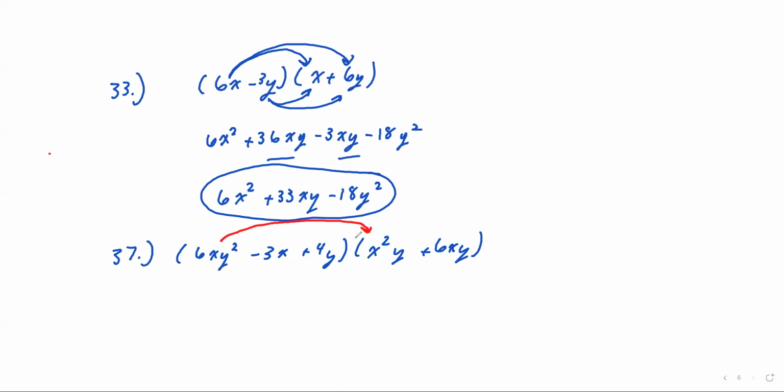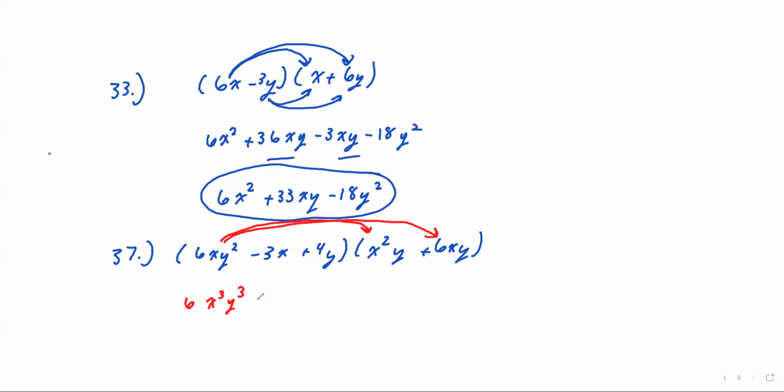So 6xy squared times x squared y. Any coefficients I'll multiply. So 6 times imaginary 1 gives me a 6. X times x squared gives me x cubed. Y squared times y gives me y cubed. Then I'm going to do the same thing to the next term.